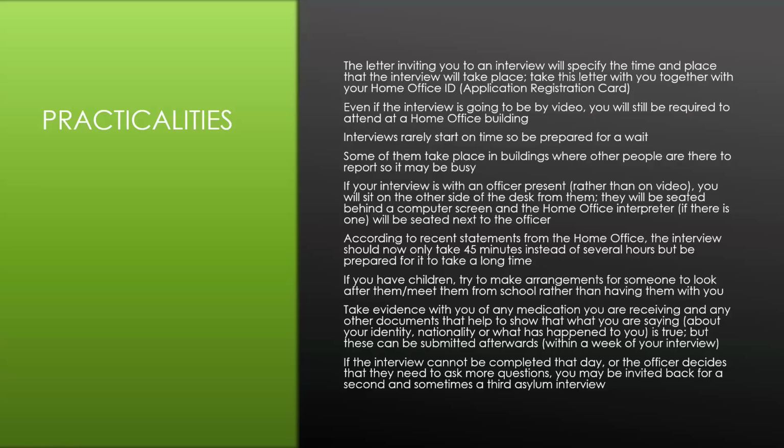Now, if your interview is by video, you're thinking, well, how can I show them this? Sometimes what the person doing the interview does is to contact someone who's physically in the building where you're sitting to ask them to come and take those documents from you so they can photocopy them, and then they'll give you the originals back.